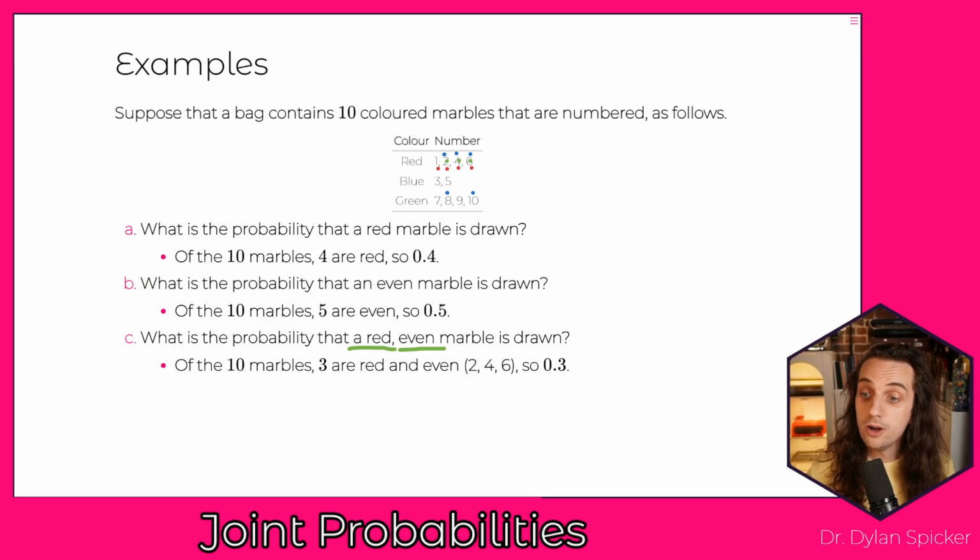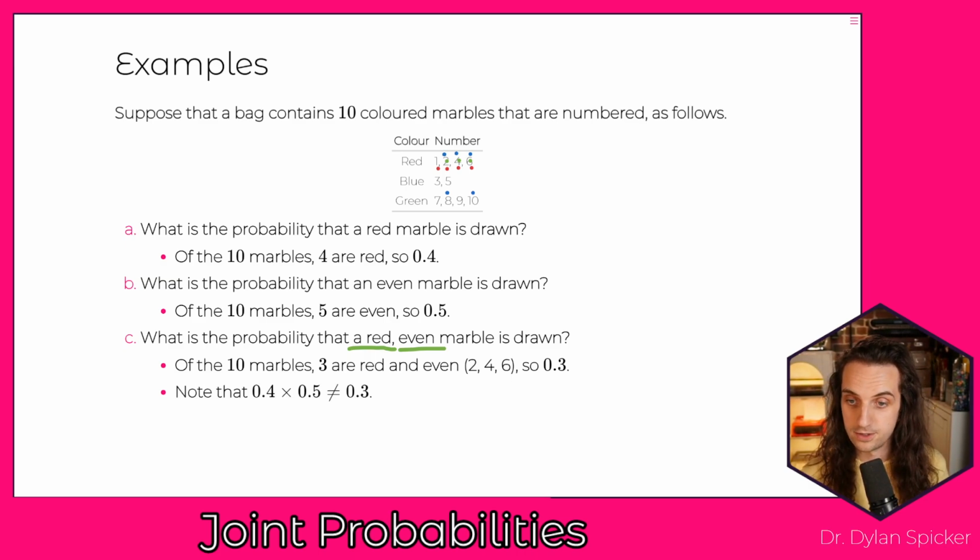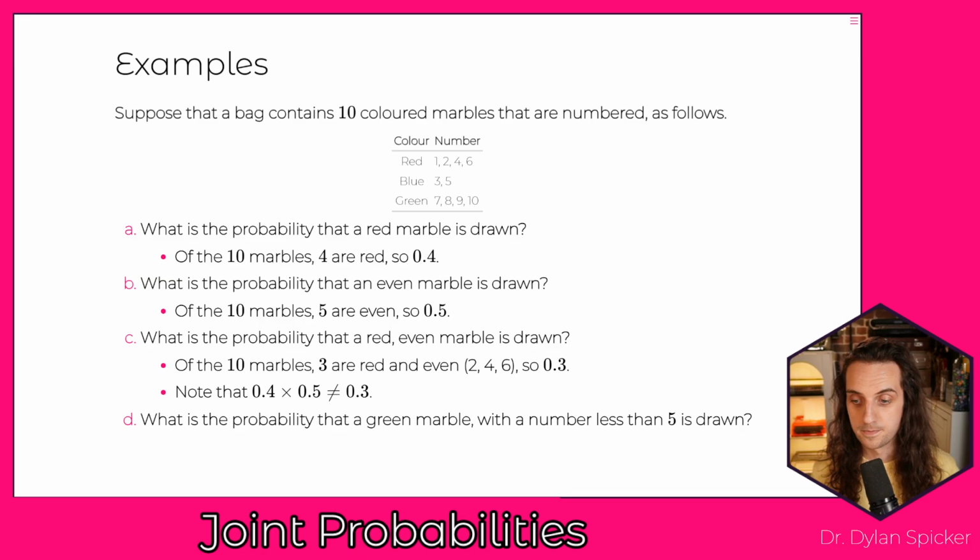Now, what we should note is that 3 out of 10 is not going to be the product of 0.4 times 0.5, right? So if we had taken the marginal probability from A and the marginal probability from B and multiplied them together, we do not get the correct answer here. And so again, important: we don't just multiply marginals to get our joint probabilities, we have to reason about the situation.